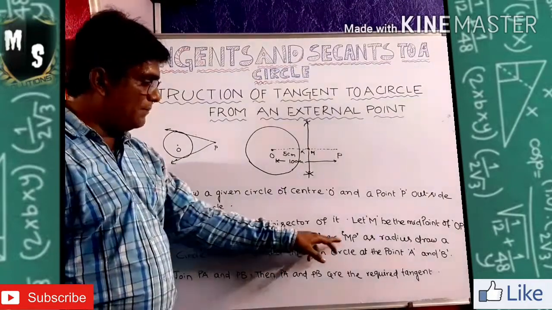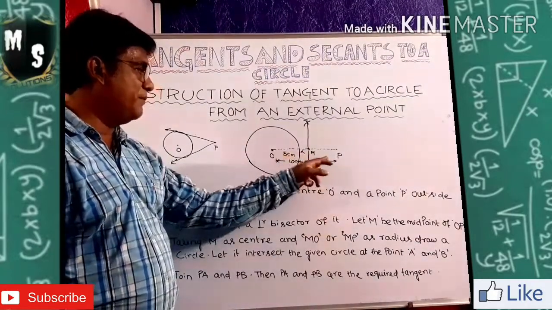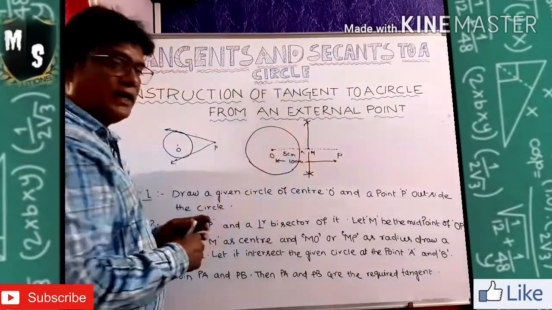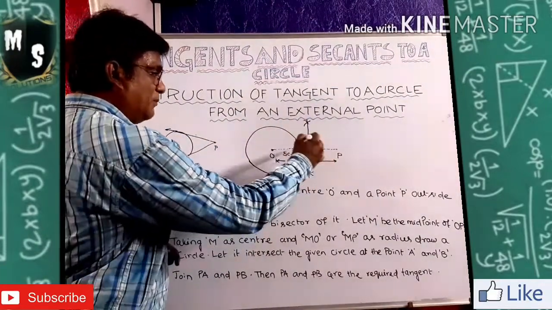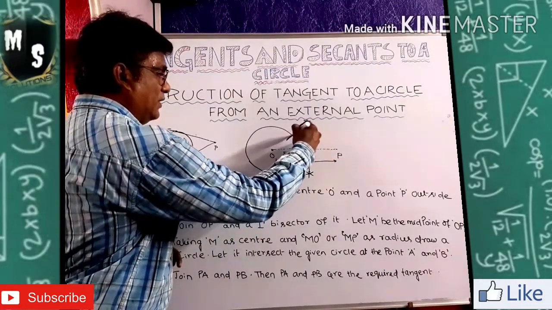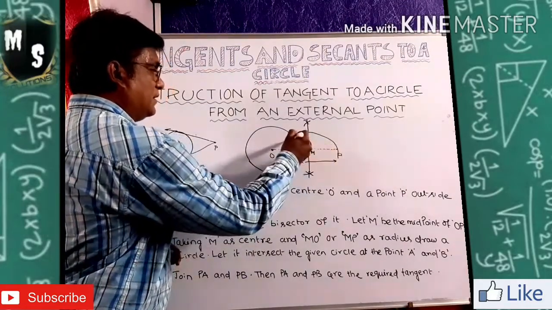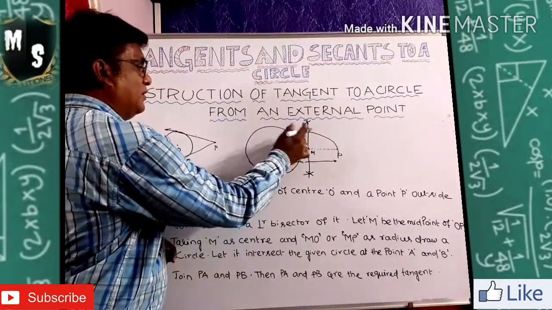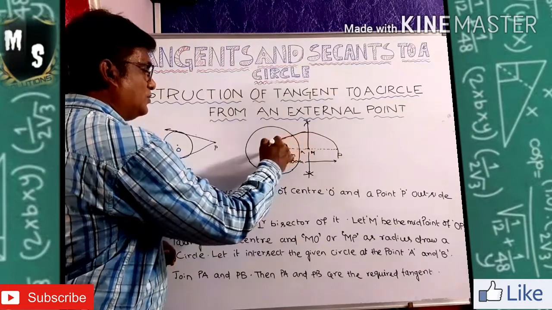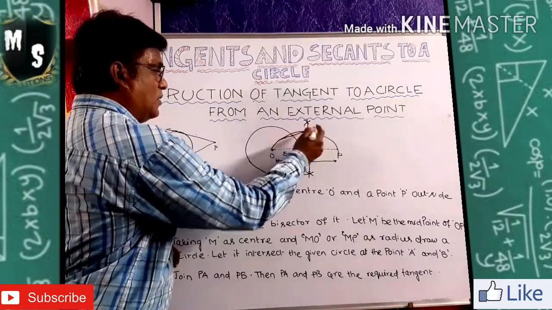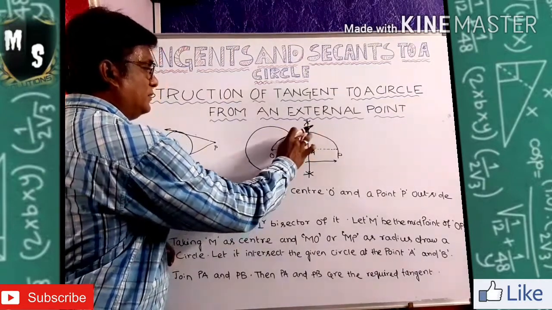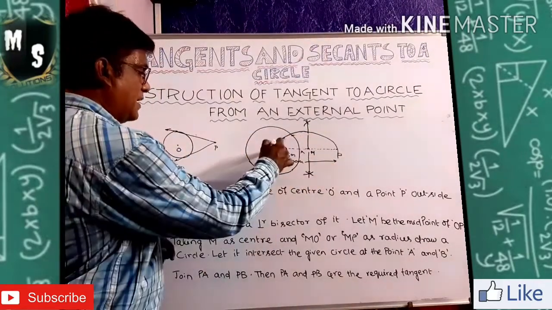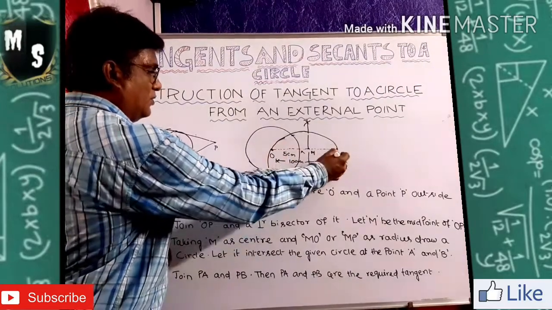and MO or MP as radius. The center will be here. Draw another circle, and please try to remember this circle will definitely pass through the P point and the O point. That one you have to remember, and again you have to go for the joinings.